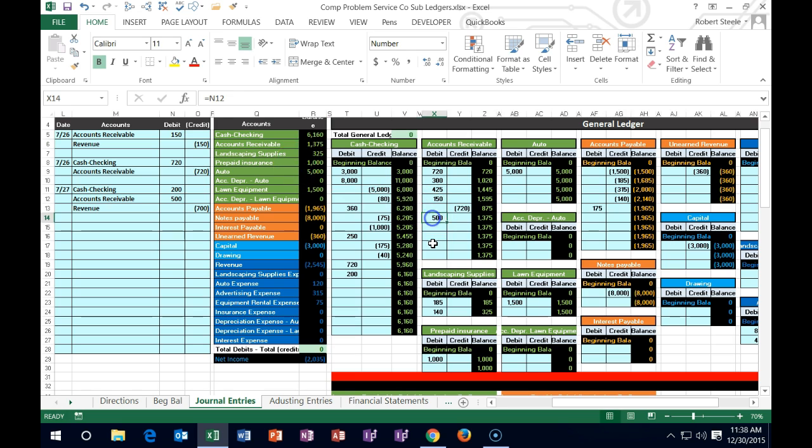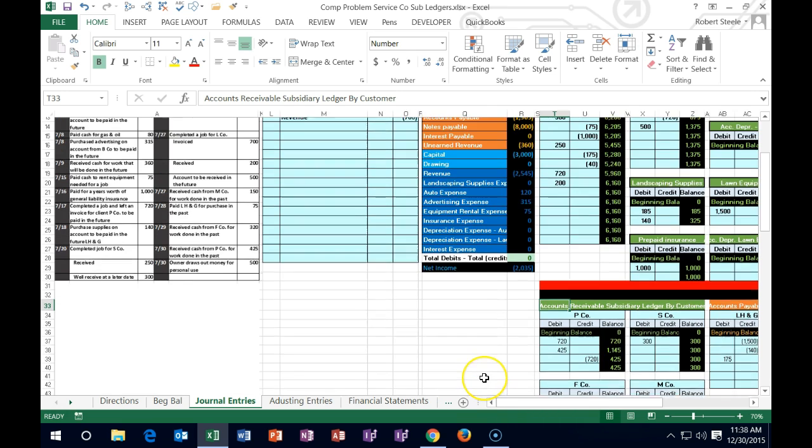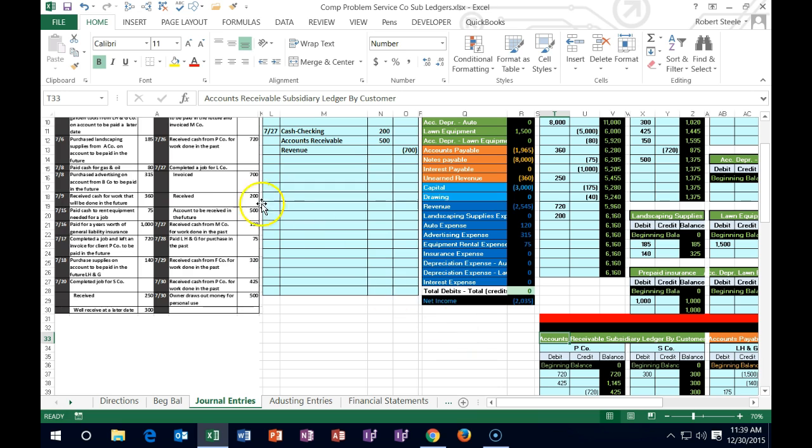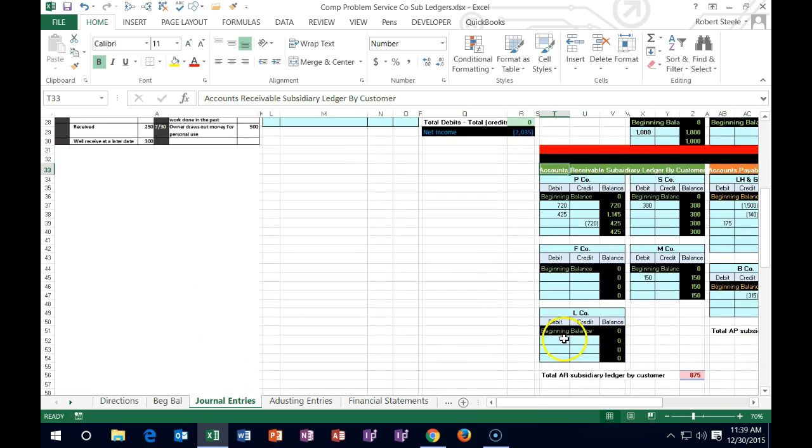Well, who owes us the money and when are we going to get it? Well, we can look at the GL, but it doesn't really tell us that. It only tells us by date. We need the subsidiary ledger down here. So here's the subsidiary ledger posting that same information by client or customer, however we want to think about that. And this is from person L, or customer L. So L's down here, so we're going to say L.